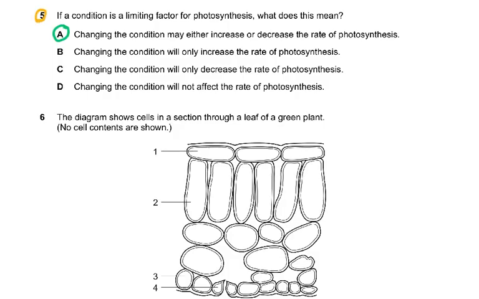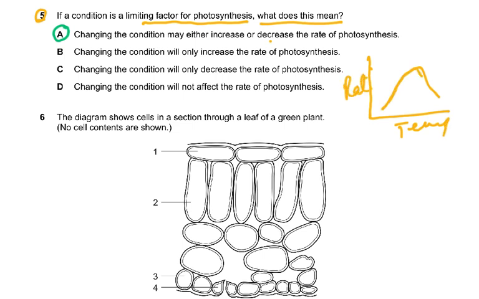And question 5, if a condition is a limiting factor for photosynthesis, what does this mean? It means that changing the condition may either increase or decrease the rate of photosynthesis. Because if you increase the light intensity, it increases the rate of photosynthesis and then it levels out. If you increase the temperature to above the optimum, it will denature, the rate will decrease. But if you increase the temperature from a low temperature till the optimum, there's an increase in the rate of photosynthesis. So you have to think of all the graphs. This is the temperature graph. What happens to the rate of photosynthesis? Initially the rate increases and then it decreases.